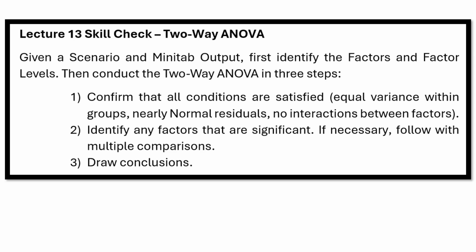Given a scenario and Minitab output, you need to be able to identify the factors and factor levels, and then to conduct a two-way ANOVA in 3 steps. So first, you need to be able to confirm that all conditions are satisfied: equal variance within groups, nearly normal residuals, no interactions between factors.